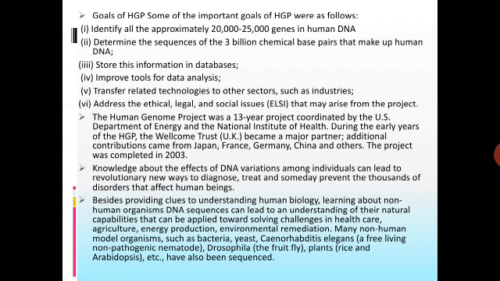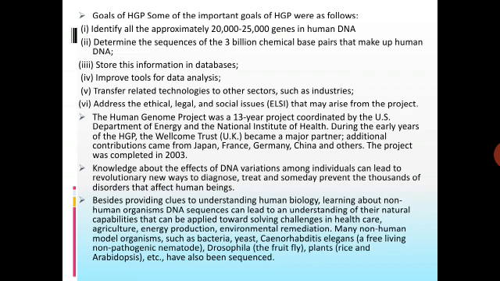Besides providing clues to understanding human biology, learning about the DNA sequences of non-human organisms can lead to an understanding of their natural capabilities that can be applied towards solving challenges in healthcare, agriculture, energy production and environmental remediation. Many non-human model organisms such as bacteria, yeast, Drosophila, and plants have been sequenced. So this was about the Human Genome Project.